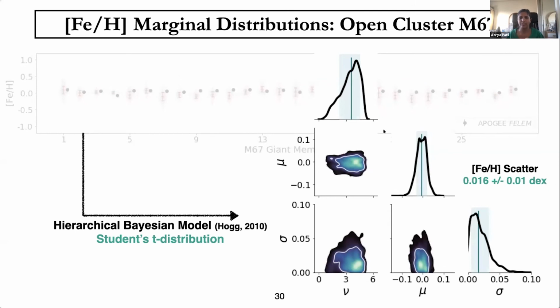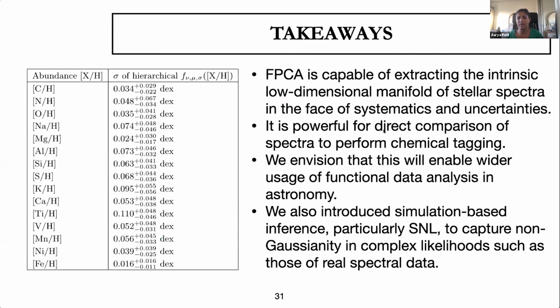And essentially, now I would like to stop with the takeaways, which is that we found that FPCA is capable of extracting this intrinsic dimensionality of spectra. And it is really powerful for direct comparison of spectra as well. So we could use it in that framework rather than doing inference. And finally, we also introduced SNL into this.